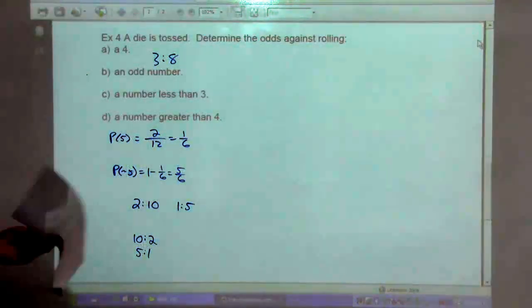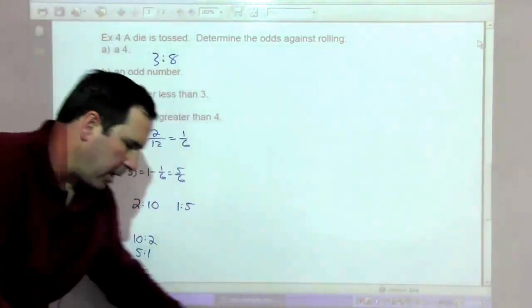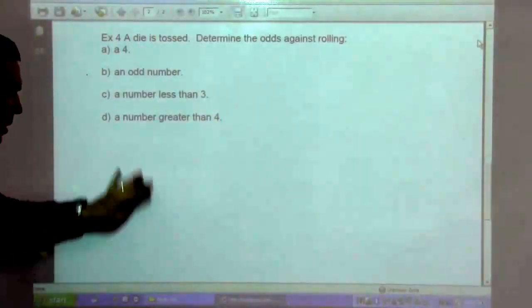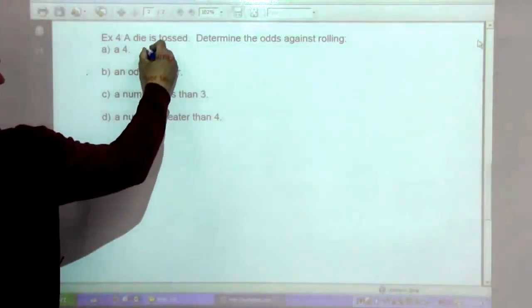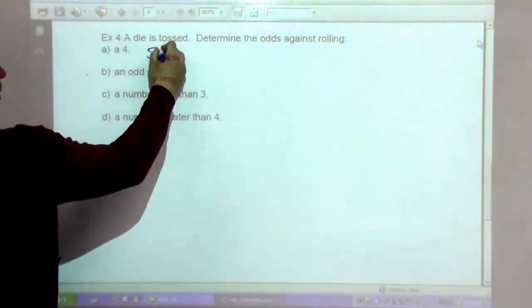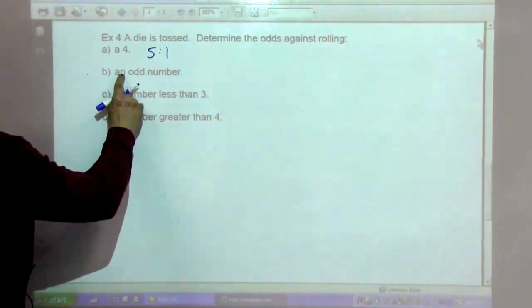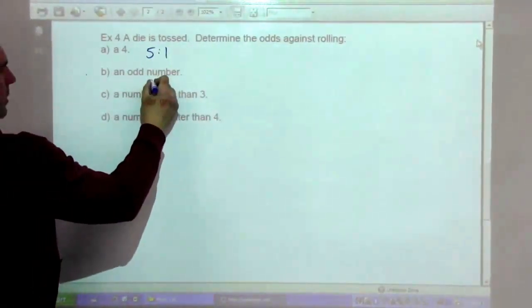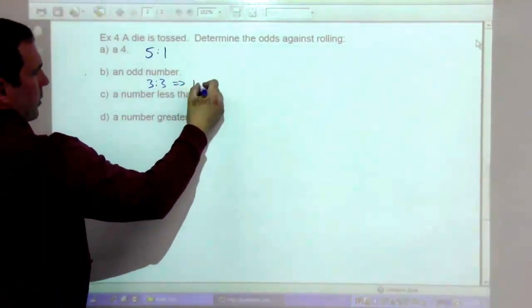Example 4. A die is tossed. Determine the odds against rolling a 4. So the odds against rolling, first one's a 4. So there's 5 non-4s and 1 4. What are the odds against rolling an odd number? There are 3 things that are not odd, 3 things that are odd, so it's 1 to 1.